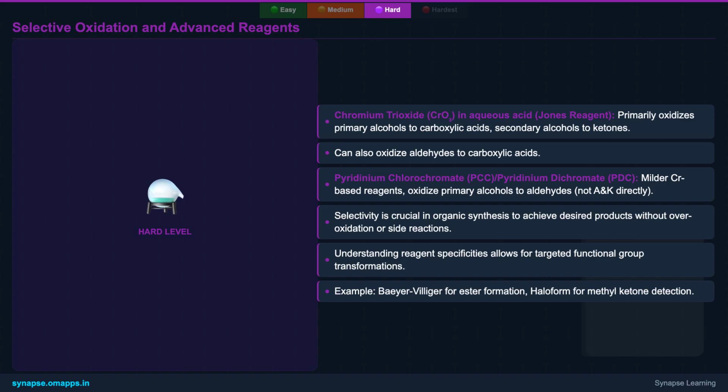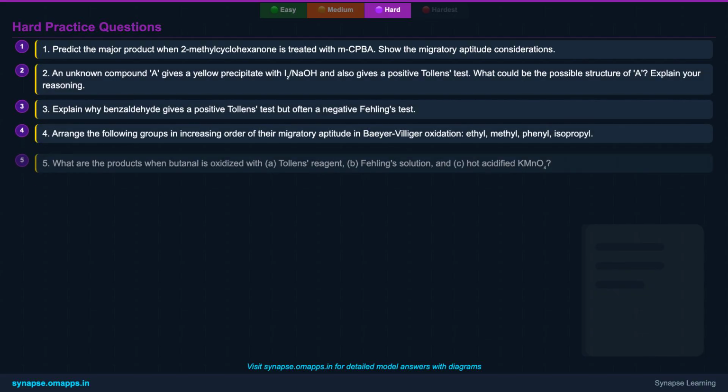These reactions, along with the selective use of chromium reagents, highlight the importance of choosing the right oxidant for the desired transformation, a cornerstone of synthetic organic chemistry. Time for some hard-hitting questions.